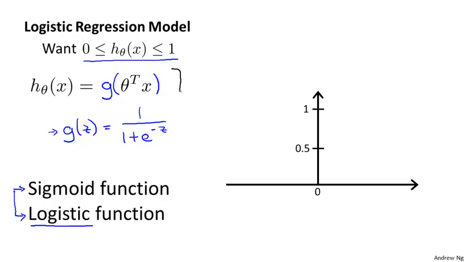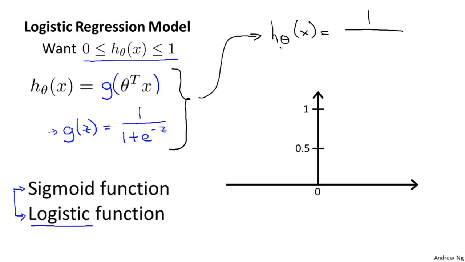So the two terms are basically interchangeable, and either term can be used to refer to this function g. And if we take these two equations and put them together, then here's just an alternative way of writing out the form of my hypothesis. I'm saying that h of x is 1 over 1 plus e to the negative theta transpose x. And all I've done is I've taken this variable z here, a real number, and plugged in theta transpose x. So I end up with theta transpose x in place of z there.